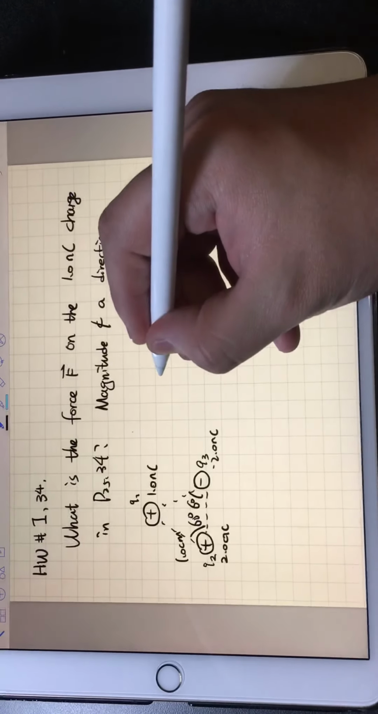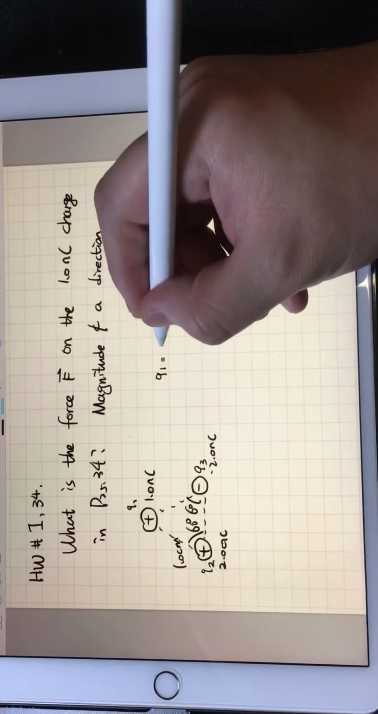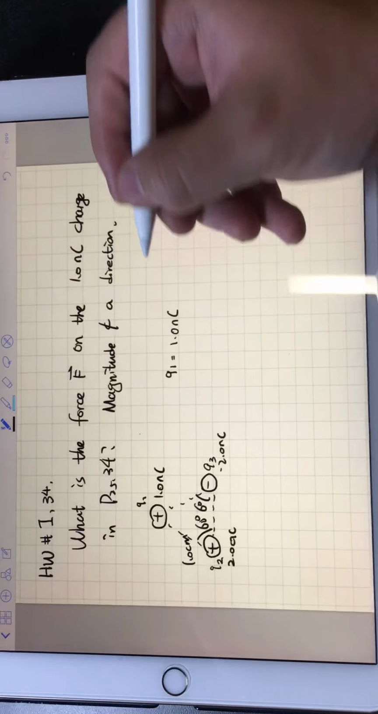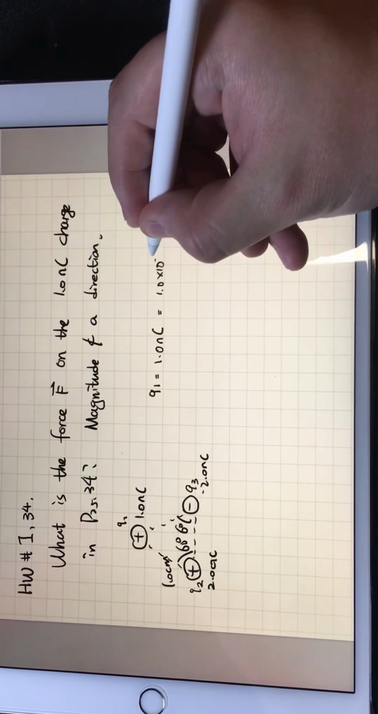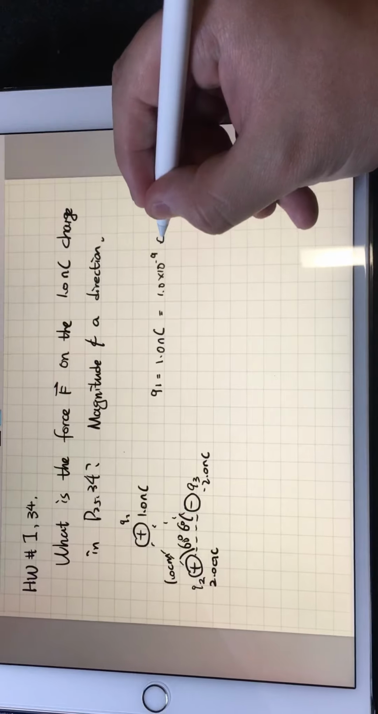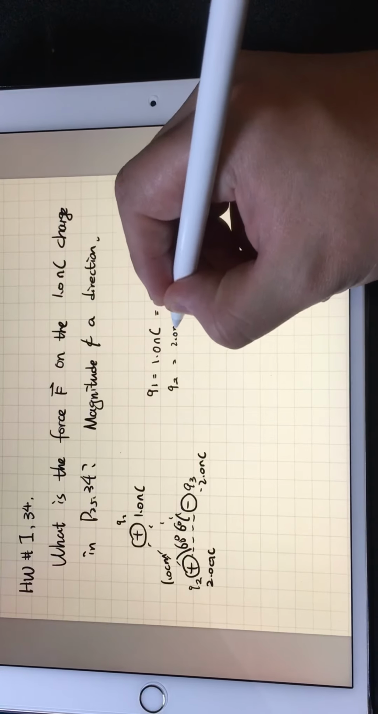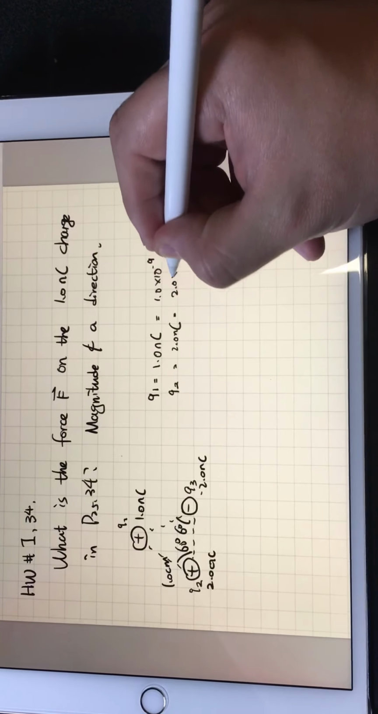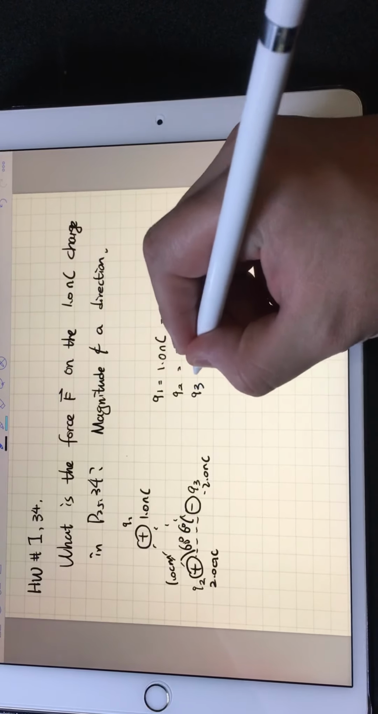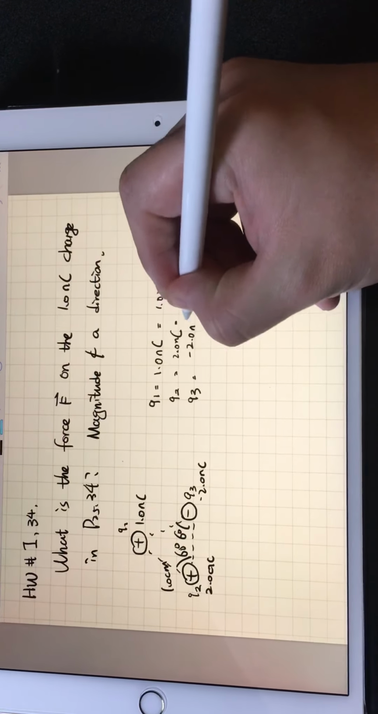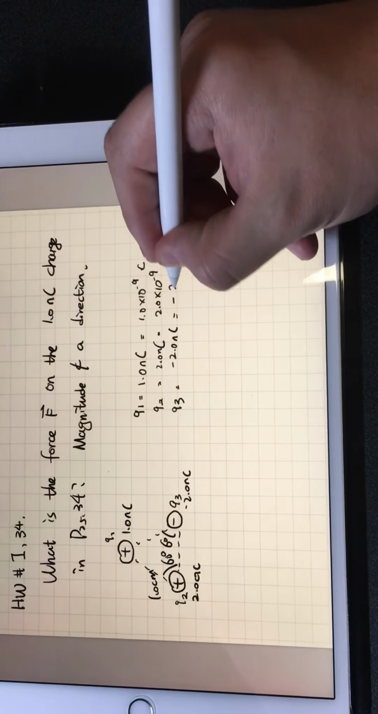The known conditions are: Q1 equals 1.0 nanocoulomb, and converting into coulomb is 1.0 times 10 to the -9 coulomb. Q2 is 2.0 nanocoulomb, which is 2.0 times 10 to the -9 coulomb. Q3 is -2.0 nanocoulomb, so it has a different sign from Q2.